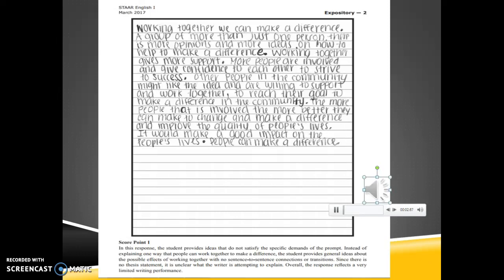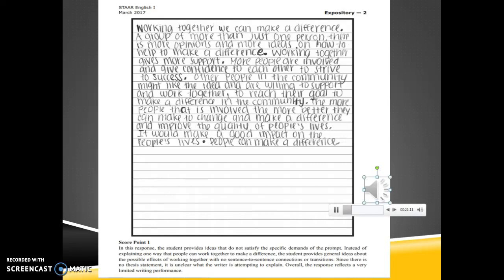So what does a 1 look like? This is a released state student sample that the students wrote this past year, and the prompt was to write an essay explaining how people can work together to make a difference. So let's read through this and let's see what some of our ideas are.